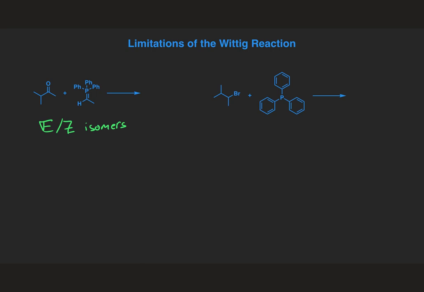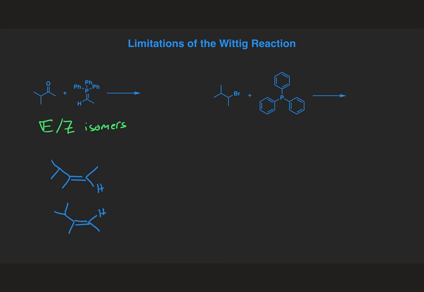On one side of the molecule, we're going to have an isopropyl and a methyl. That's going to form a new double bond that has a methyl and a hydride. So that's one potential isomer. The other isomer that's possible is this.